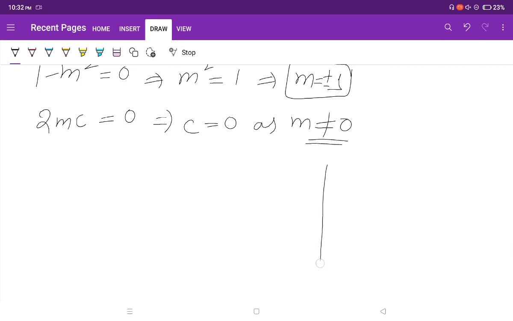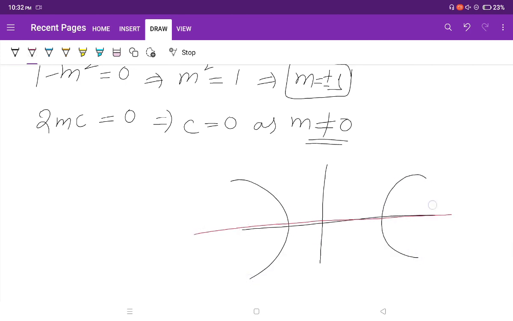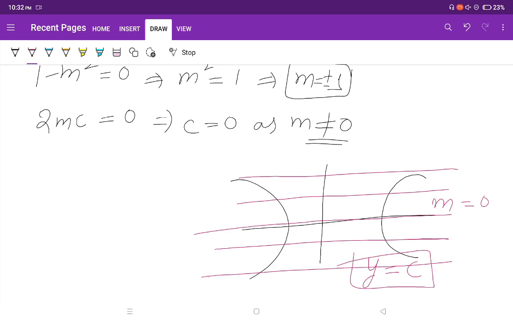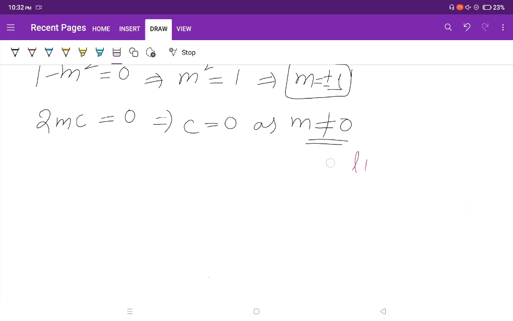If m is 0, what is m? The slope of the line, which means it is what, x-axis. If m is 0, the line becomes y equals c. So it will be a line parallel to the x-axis, say L1, L2, L3, L4, any line. So this will cut the curve at 2 points, and that will also not be equal to infinity. So m cannot be 0.